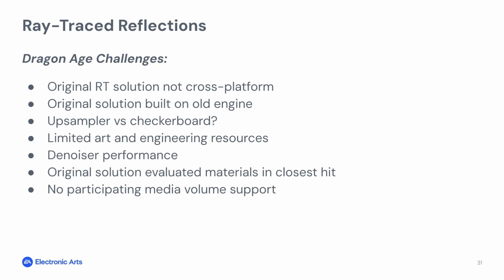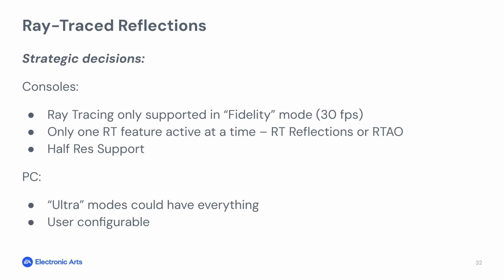So knowing we had a lot of challenges ahead of us and limited resources to tackle those challenges, we made some key strategic decisions really early on. Dragon Age supports both the 60 FPS performance mode and a 30 FPS fidelity mode. We decided early on that we wouldn't even attempt ray tracing at 60 FPS on consoles. With content not designed for it and not enough engineers to optimize for it, we knew 60 FPS with ray tracing would be unrealistic. But at 30 FPS in fidelity mode, we could be a little bit more relaxed.